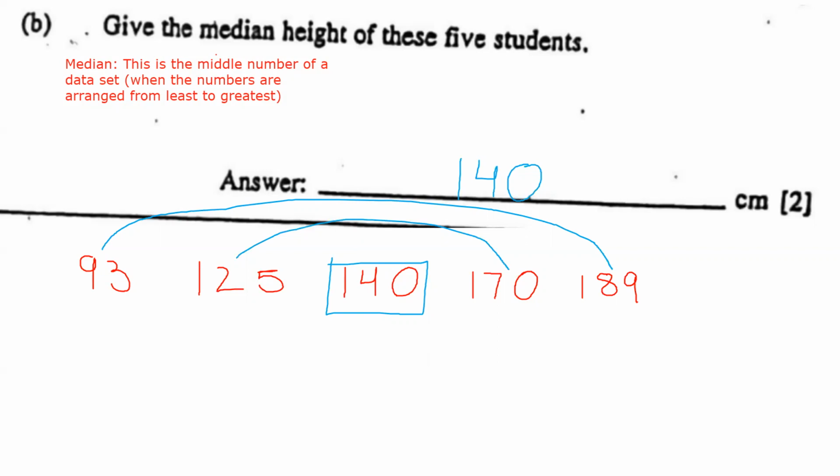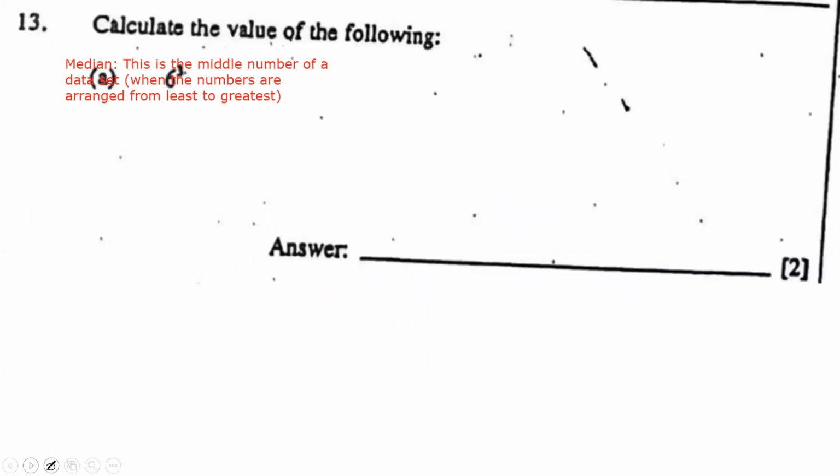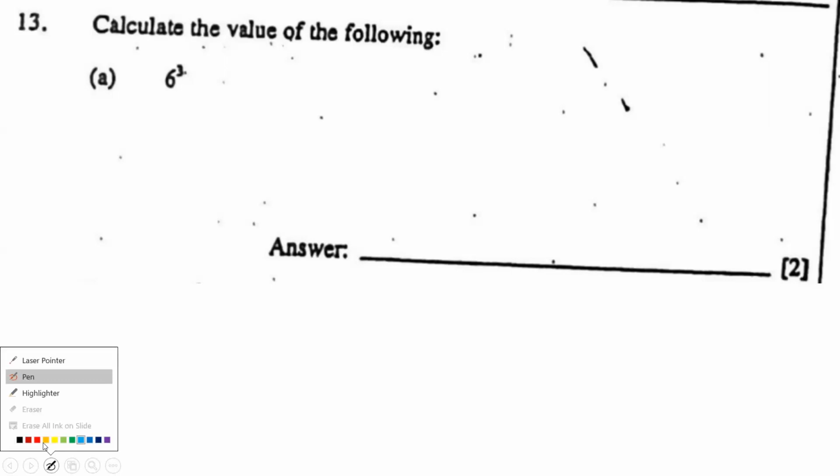All right, moving right along. Let's go on to the next question, question number 13. Let's clear all drawings and see what's happening here. I don't know if you can see this clearly, but this is saying 6 to the third power.